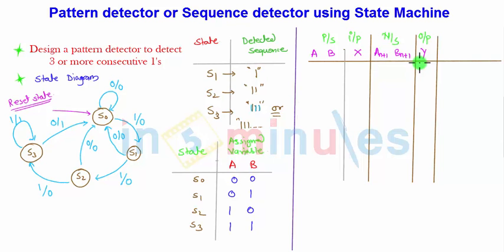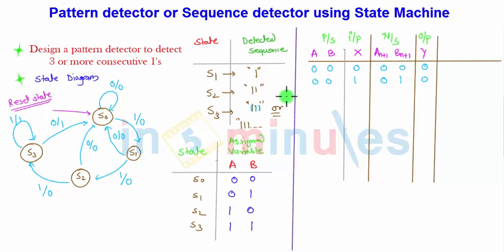Now these present states are nothing but the representation of the states. For S0, which is 0 0, the input may be 0 or it may be 1, so there will be two combinations. According to the state diagram, S0 goes to S0, that is, the next state is also S0. S0 goes to S1 when the input is 1, so it is 0 1, and in both cases the outputs are 0.